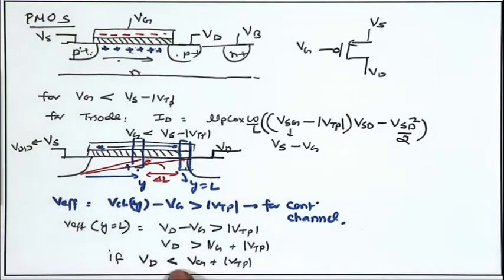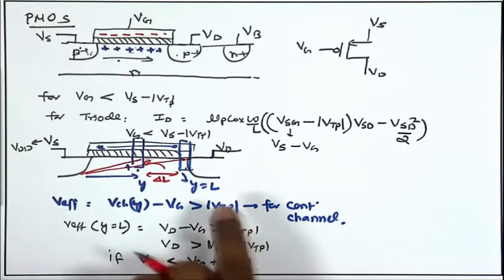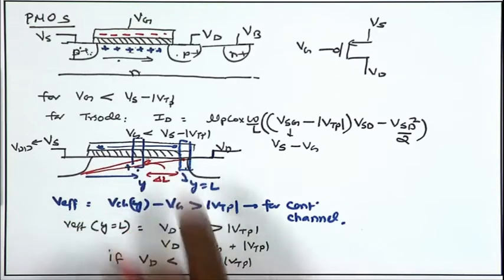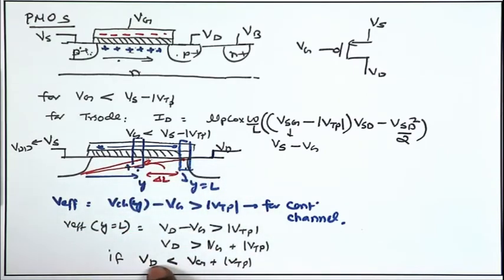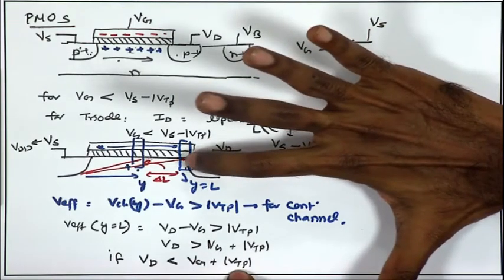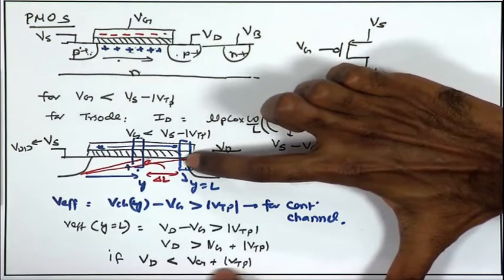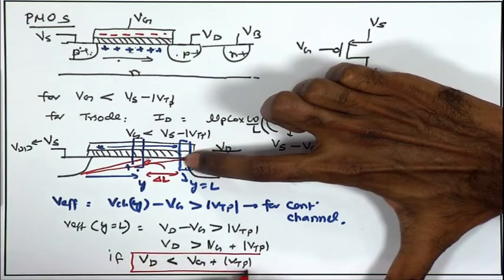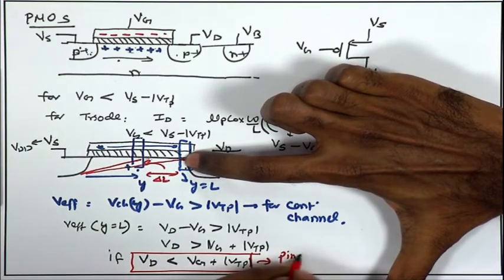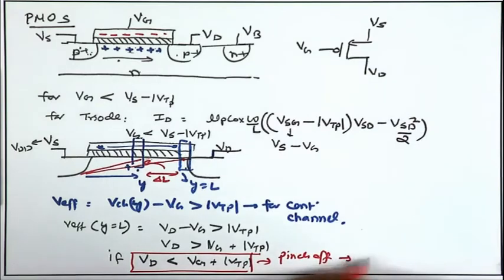So, for PMOS the condition for saturation is that Vd should be less than Vg plus mod Vtp. The moment Vd goes higher than Vg plus mod Vtp, the transistor is in triode region because you have a continuous channel formed, there is no pinch off, but the moment Vd is lower than Vg plus mod Vtp, then you have the condition of pinch off occurring, because you can imagine the last point over here close to the drain, there you do not have any channel charge anymore. So, this is the condition for pinch off and hence saturation region operation.